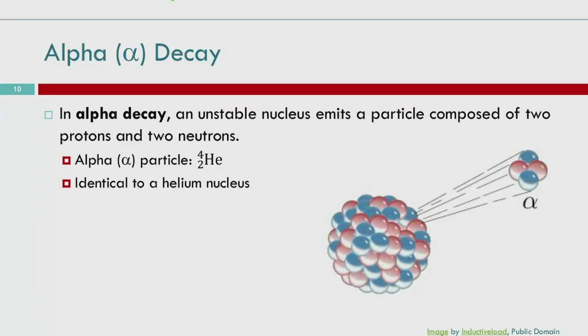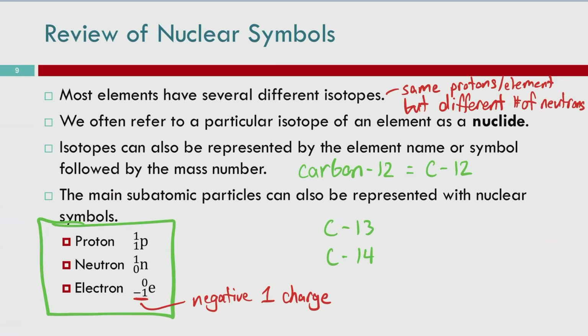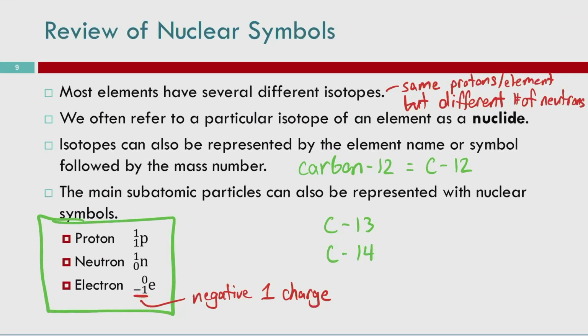Last class, we started talking about radioactivity because that's what people wanted to talk about next. So we're going to pick up where we left off last class. We had reviewed our nuclear symbols. So we've got a couple of different ways that we can represent a particular nuclide. And we looked at those.